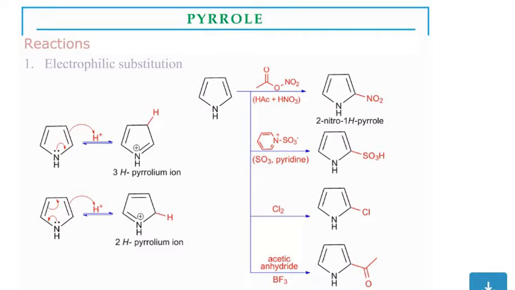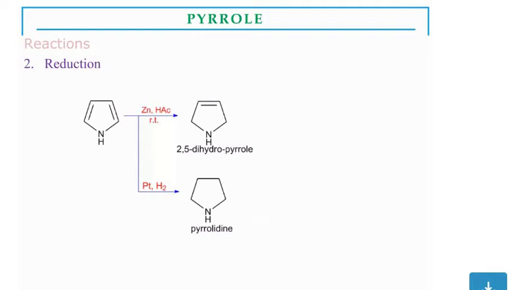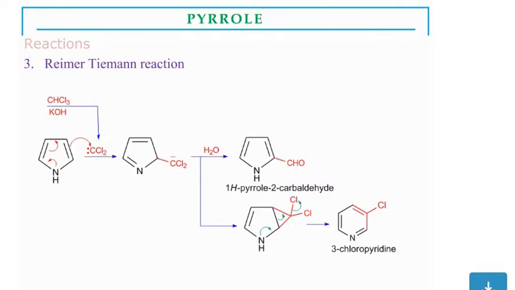Now electrophilic substitution, you can see 3H pyrrolium ion formation, 2H pyrrolium ion, and formation of 2-nitro-1H-pyrrole, 2-pyrrole sulfonic acid, 2-chloro substituted pyrrole, and 2-acetyl substituted pyrrole. Reductions, you will get 2 products in different conditions, 2,5-dihydropyrrole and pyrrolidine. Reimer-Tiemann reaction, you can see the reaction with chloroform and KOH, you will get the aldehyde, 1H-pyrrole-2-carbaldehyde. Further, ring expansion occurs and 3-chloropyridine will form.